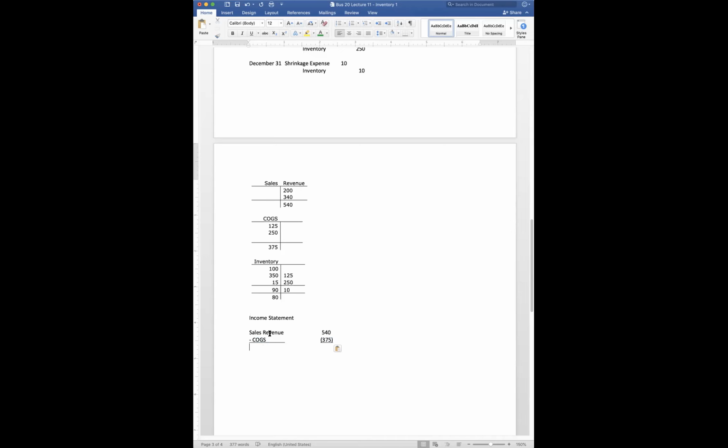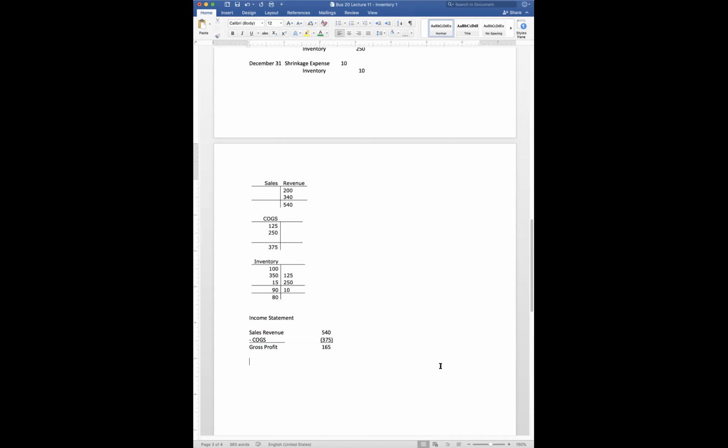So what we do is we add the sales revenue and the cost of goods sold together, and we come out with a number, which in this case is $165, and we call that gross profit. All right, so I know this looks like a contra account thing, right? Because we have something minus something in a total. It's not a contra account. This is a revenue, this is an expense, and here, this is just a subtotal.